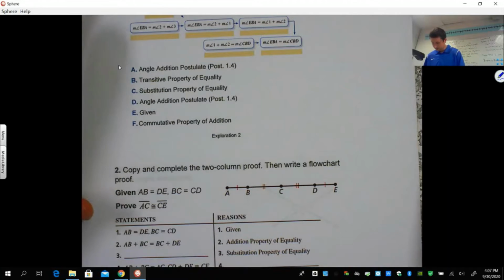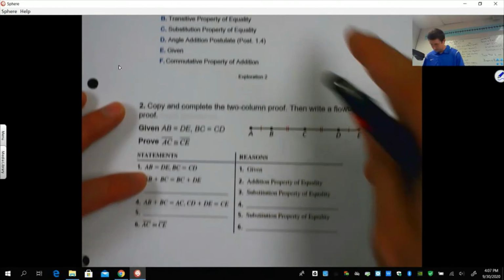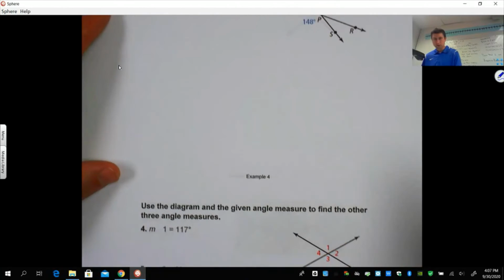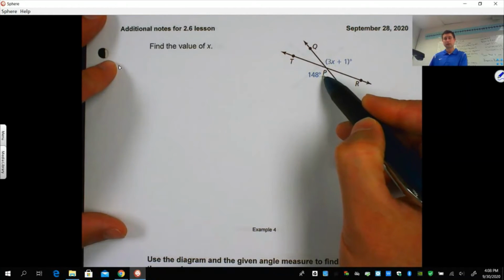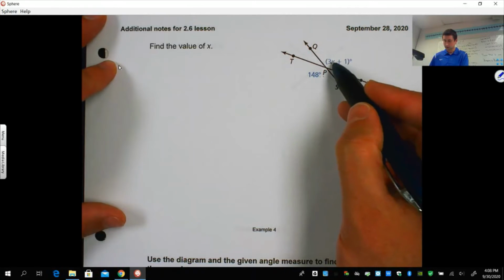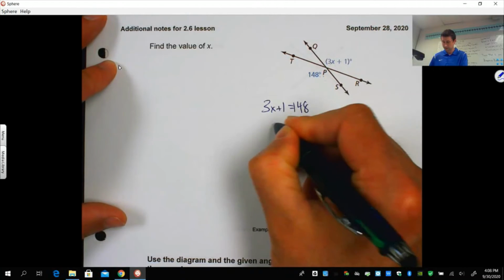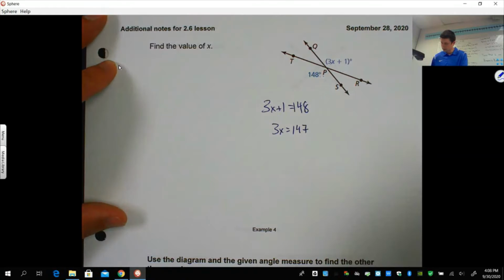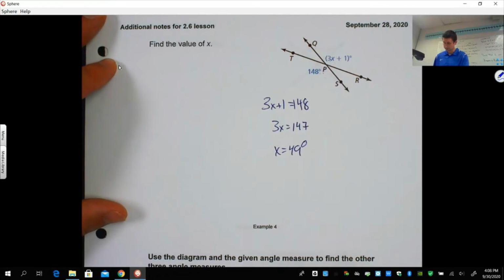Okay, a few examples here. We did that example in class already. So when we look at this one, you're going to add them together and set them equal to 180, or do they set them equal to each other? So these are vertical angles. You would set them equal to each other. So 3x plus 1 equals 148. It's all from there. So 3x equals 147. 147 divided by 3, you get x equals 49. Okay? 49 degrees for x.